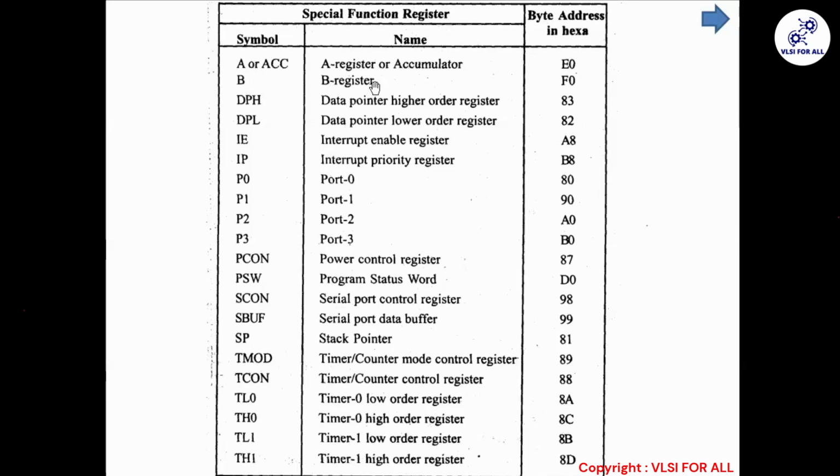Register B, where is it available? It is available at location F0. A and B work very near to our ALU for putting 8-bit data. Its result, where will it come? To the accumulator, so at address E0 it will be there. Is it clear? Then there is the data pointer. As we know, the data pointer is 16-bit. The higher 8 bits are available at 83, and the data pointer lower 8 bits are available at address 82 of RAM.